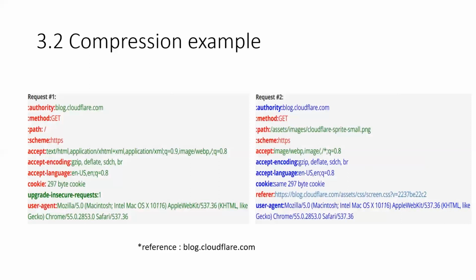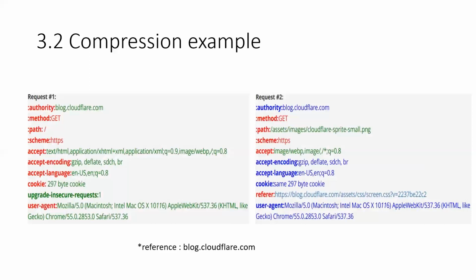The red thing, in request one, is already present in the static table. These are standard things which can be present in the static table. And then we have this green thing. The green thing is nothing but they are using Huffman coding and compressing it, and then storing it in the dynamic table.